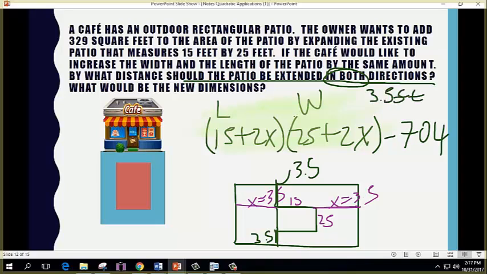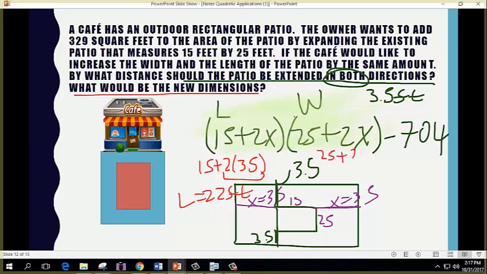Now, the next one is, what would be the new dimensions? Well, that's where you have to plug into your equations for length and width. So we have 15 plus 2 times 3.5. That gives you 7 here. 7 plus 15 is 22. So it's 22 feet for your length. And to find your width, you would do 25 plus 2 times 3.5.